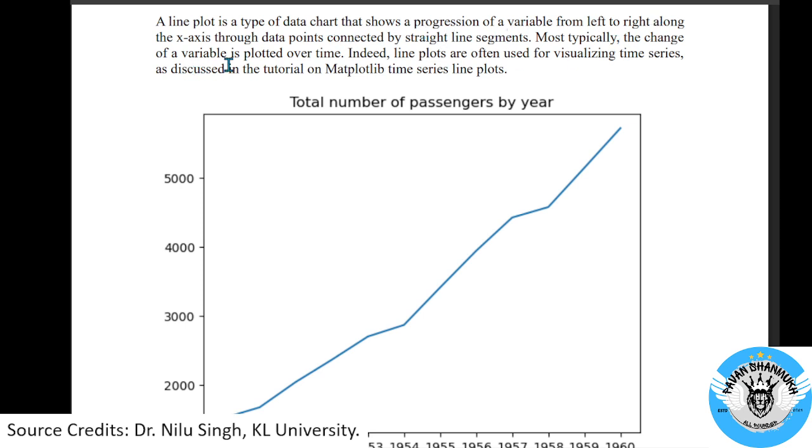Typically, the change of variable is plotted over time. Indeed, line plots are often used for visualizing time series, as discussed in the matplotlib tutorial.